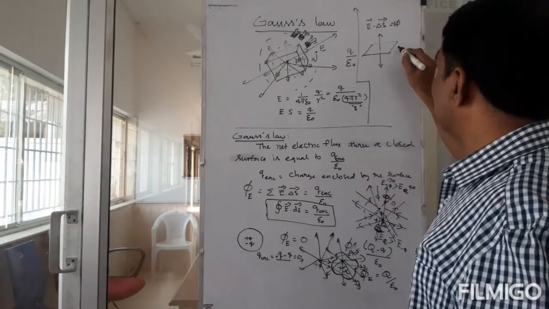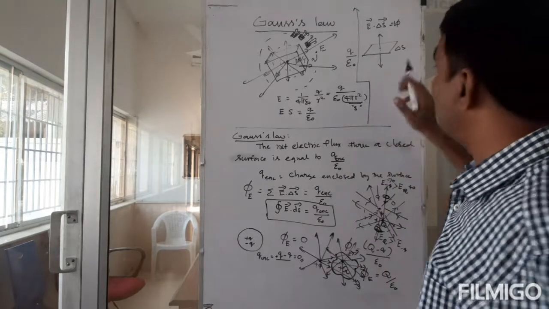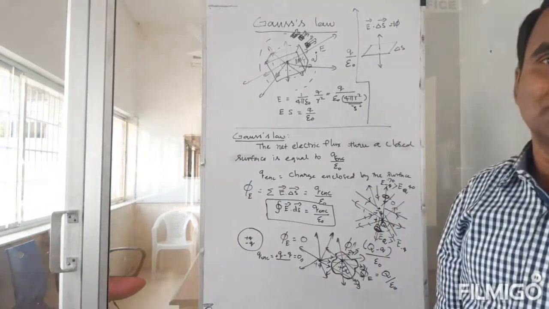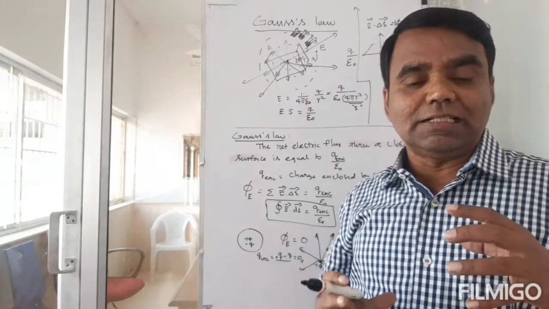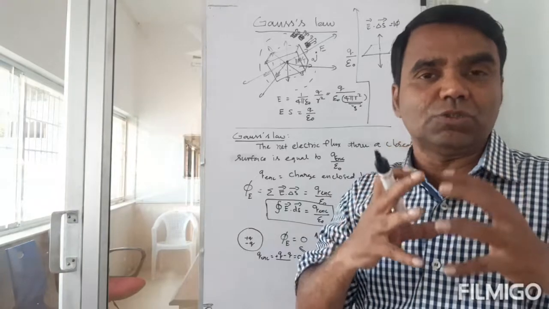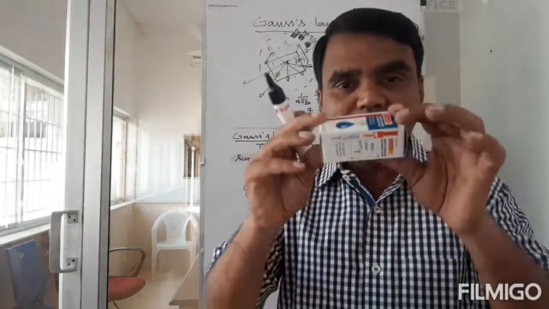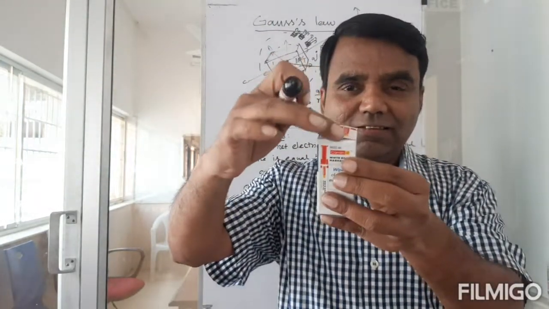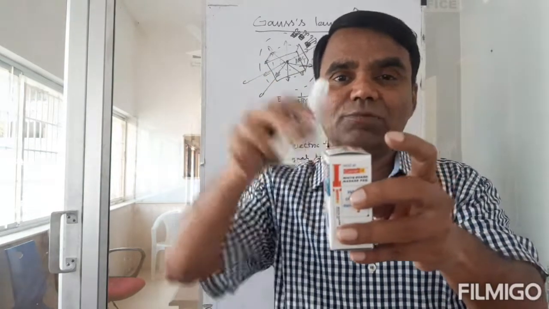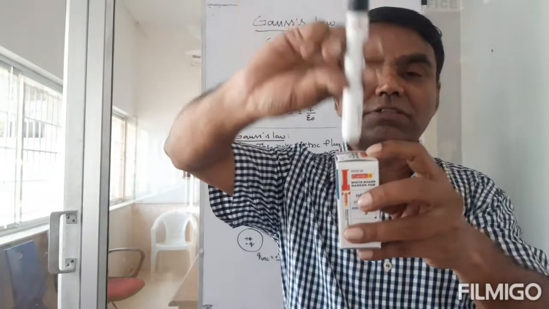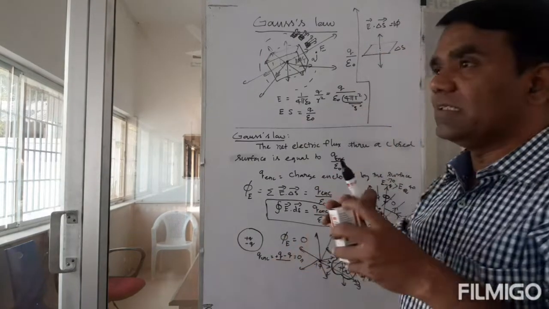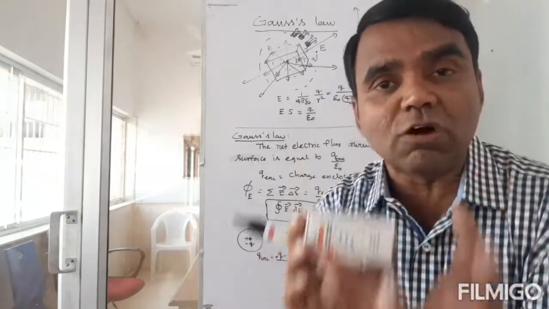So I have an area delta s. Now I'm going to assign a direction to it. I'm going to assign the outward direction for this closed surface. Take this box, for example. This box is a closed surface, and it has an area here. But which direction am I going to assign? I'm not going to assign this direction. I'm going to assign this direction. It is always the outward normal to that surface. That's what I'll take. So then what is the direction of delta s? Delta s direction is the direction of the outward normal of the enclosed surface.